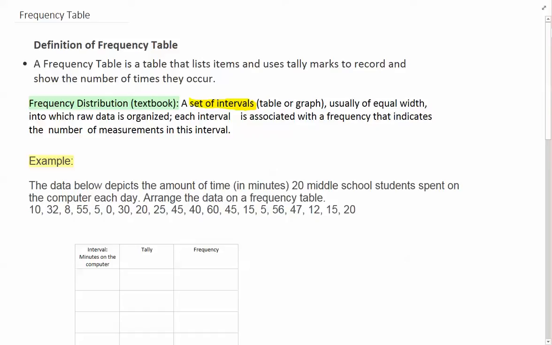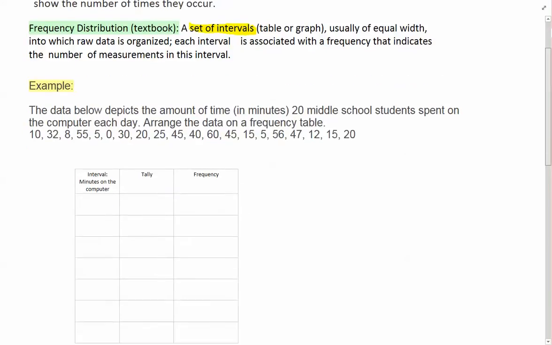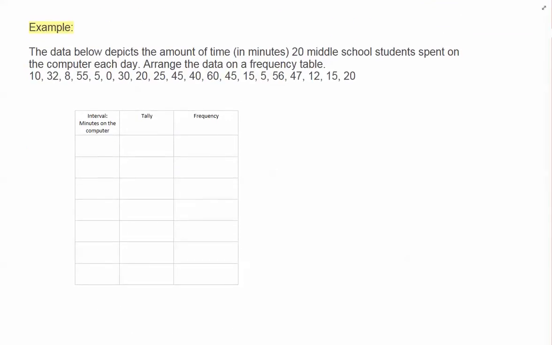So the data below depicts the time in minutes that 20 middle school students spent on the computer each day, and we're going to arrange it in a frequency table. It doesn't make sense to ask how many students spent exactly 12 minutes or exactly 5 minutes. That's not what we're looking for. It's how many students spend somewhere between 0 and 10 minutes. We're trying to group the data in such a way that it becomes a little more meaningful.